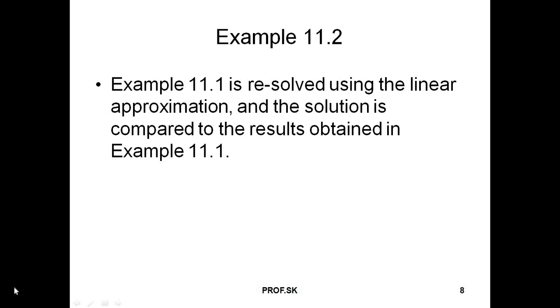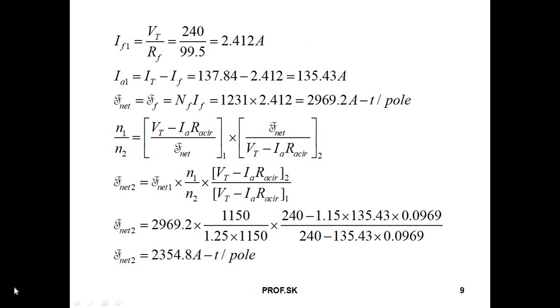The example is resolved using linear approximation and the solution is compared to the result obtained. Field current Vt divided by Rf is equal to 240 divided by 99.5 is equal to 2.412 amps. Ia is equal to total current minus field current is equal to 137.84 minus 2.412 is equal to 135.43 amps. Then net MMF is equal to N into I is equal to 1231 into 2.412 is equal to 2969.2 ampere turns per pole.